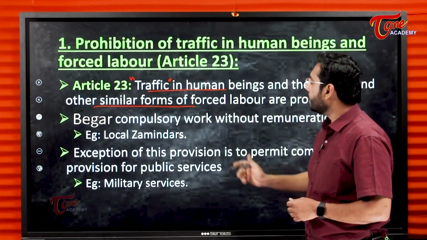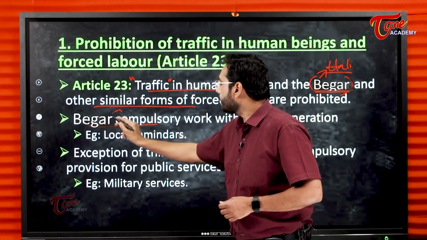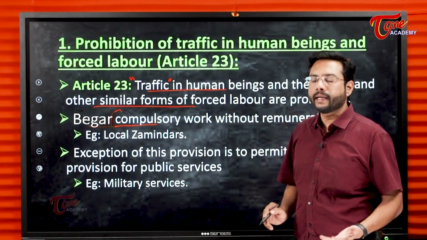That is one thing. Again, what is begar system? It is a compulsory work. It is not an option. It is not doing work voluntarily.